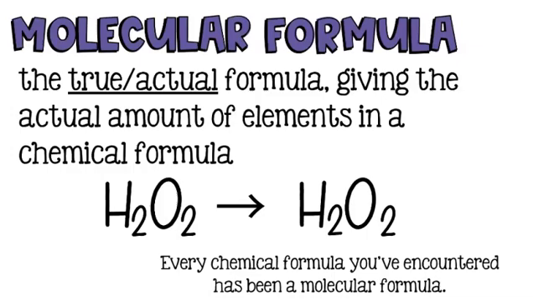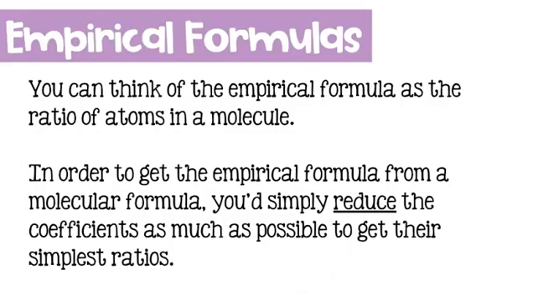The molecular formula of hydrogen peroxide is H2O2, and every chemical formula you've encountered up to this point has actually been a molecular formula. You can think of the empirical formula as the ratio of atoms in a molecule. In order to get the empirical formula from the molecular formula, you would simply reduce their coefficients as much as possible to get the simplest ratios.